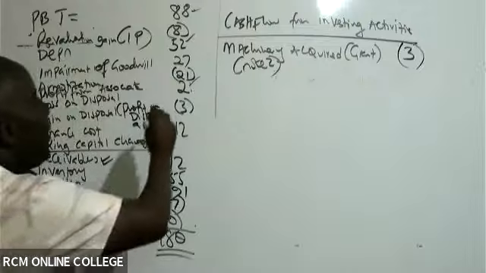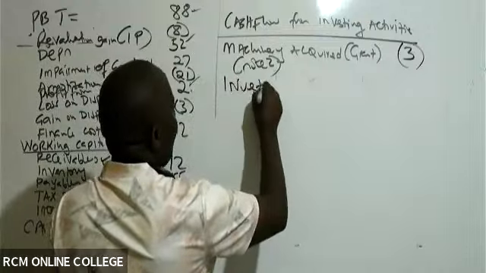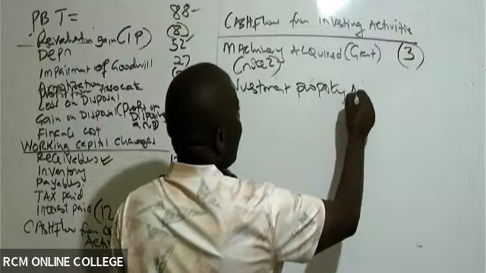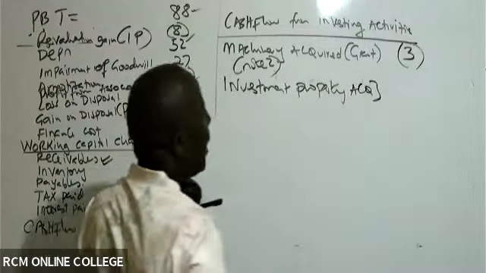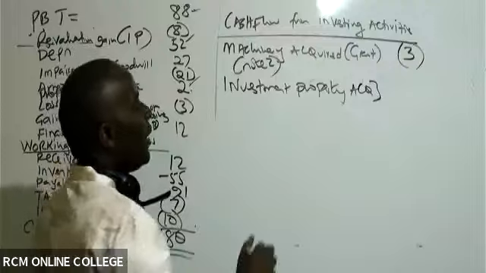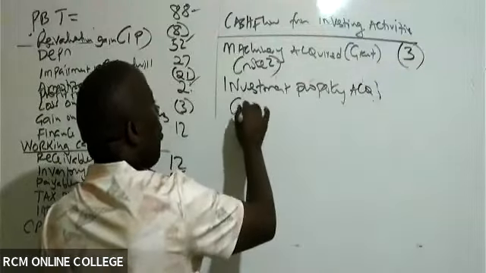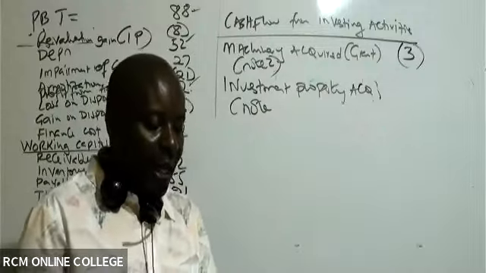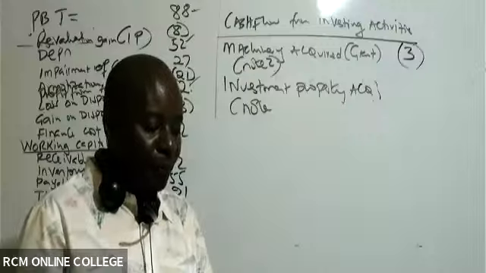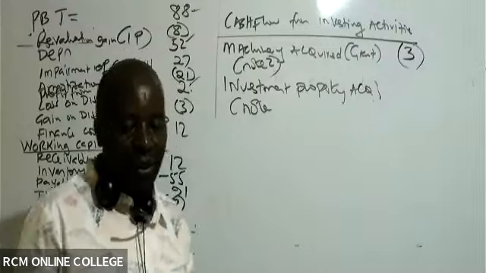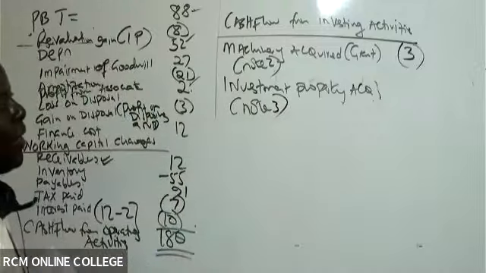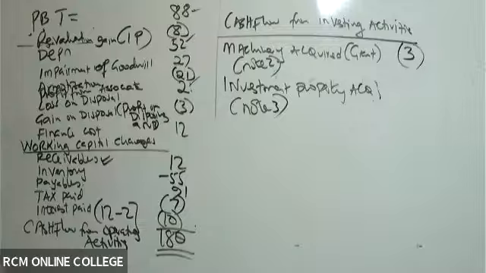Then we have investment property acquired. Is there anybody who is able to remember an investment property that we acquired? Which note number was it? It was not number 3. Investment property acquired. Yes, note 14.